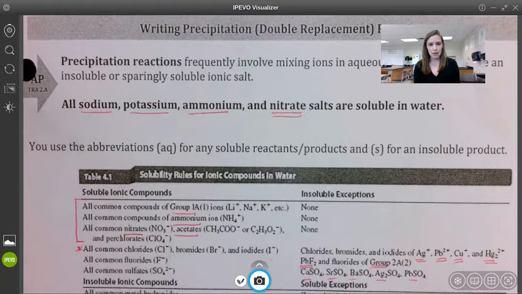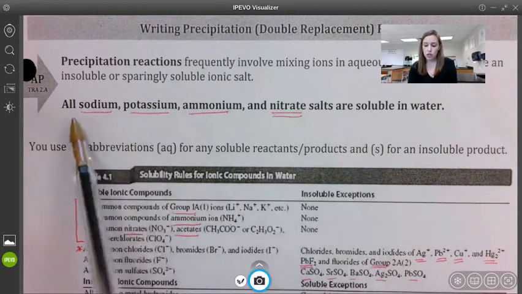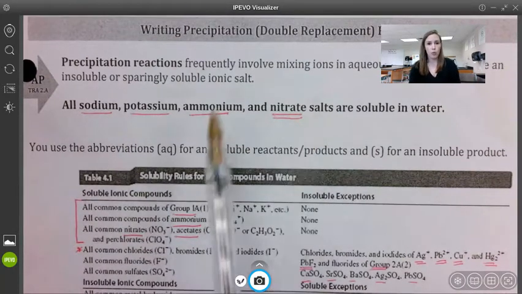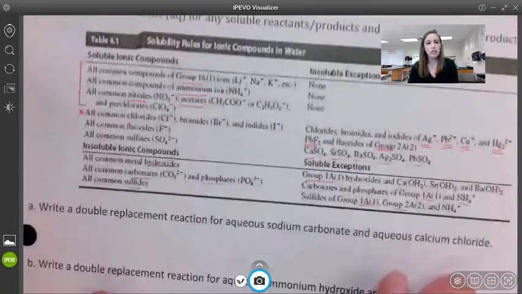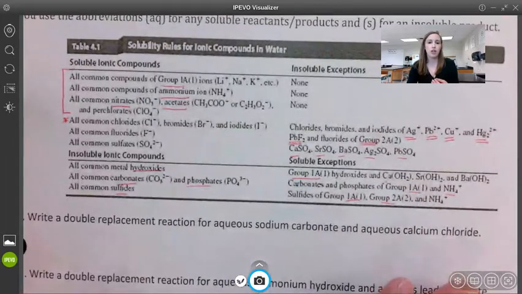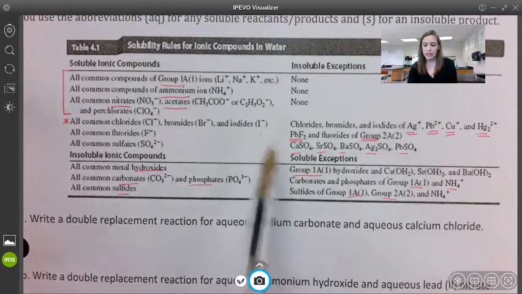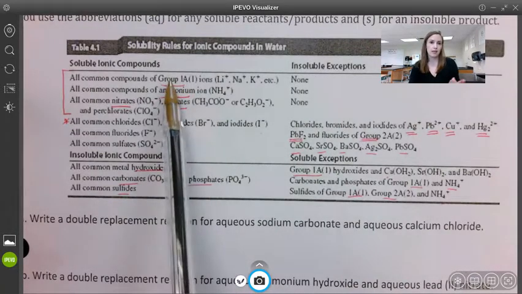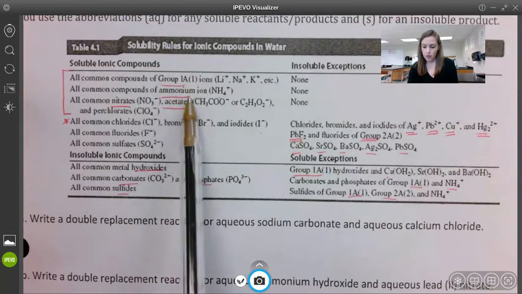When it comes to the AP exam, the ones that they're concerned with are the ones that are listed here. You need to know that all sodium, potassium, ammonium, and nitrate salts are always soluble. Usually if you know that rule, you'll be able to narrow down which one is your insoluble one. Here's one example of a chart that you could use to learn these solubility rules. You'll see those examples that are always soluble. That's in the AP curriculum, like your group 1 ions, ammonium, nitrate.